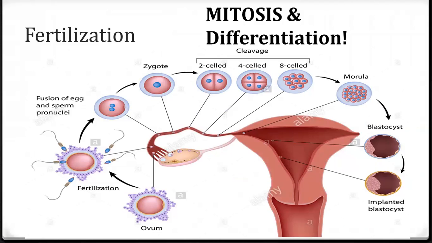Okay, fertilization. This is just a picture of the process again. So the egg is here, it gets fertilized by a sperm, just one. And then the cell begins to divide. And once you reach here, that's when mitosis and differentiation occur.